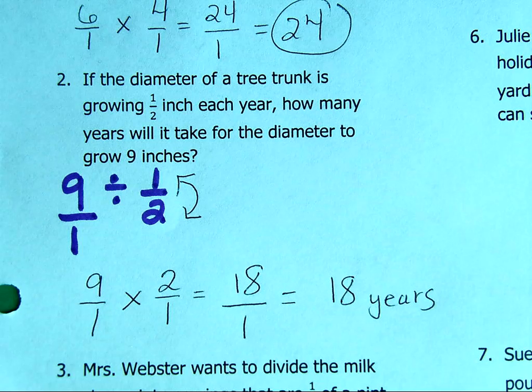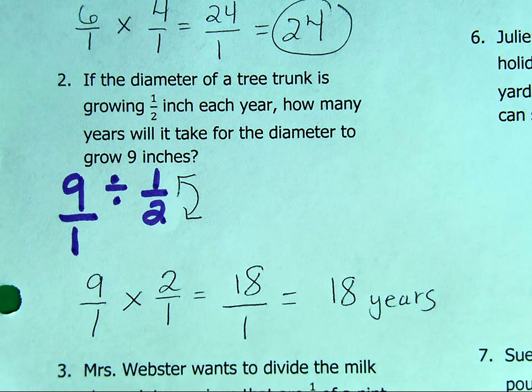So you need to check and see if this is reasonable. So 1/2 inch for 1 year, 1/2 inch for another year, 1/2 inch for another year. So you would have to do that 18 times for the tree to have a diameter of 9 inches. When you're working with word problems, it's especially important that you check for the reasonableness of your answer after you solve the problem.